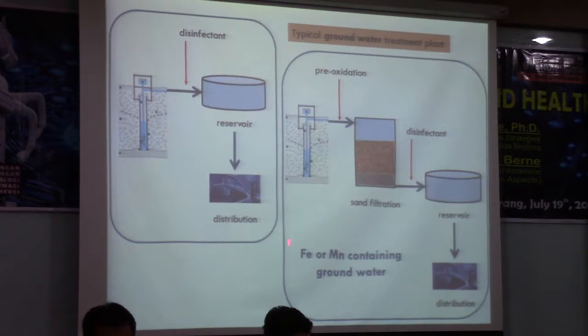If you have iron or manganese in the water, you need a pre-oxidation to oxidize these two compounds, which will then precipitate and be retained on the sand filter. And then we have disinfection with a chemical like chlorine, for example, before the storage in the tank. So it is a very simple installation, generally from a groundwater resource.